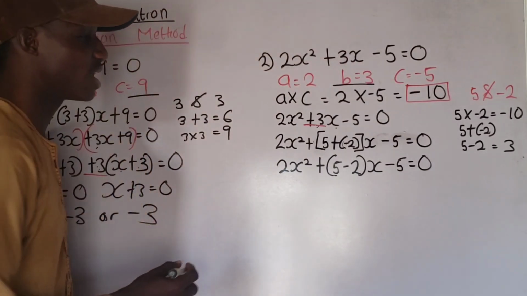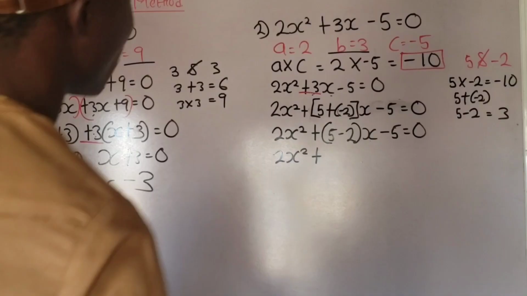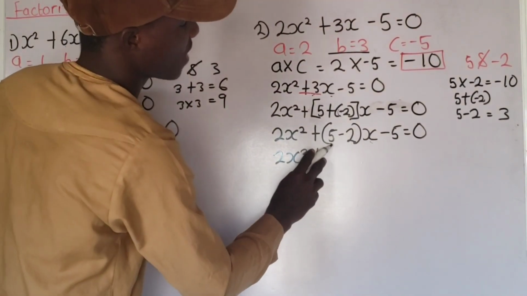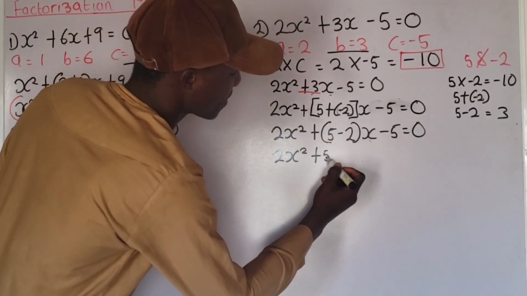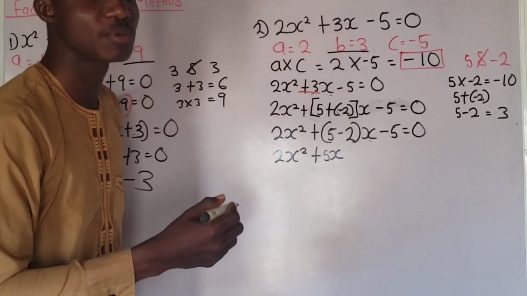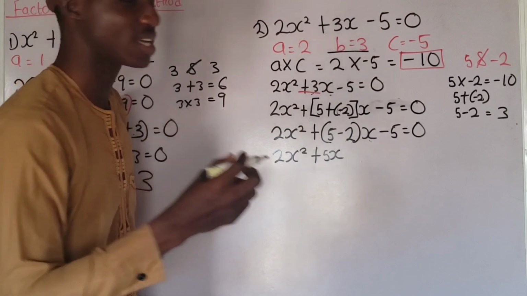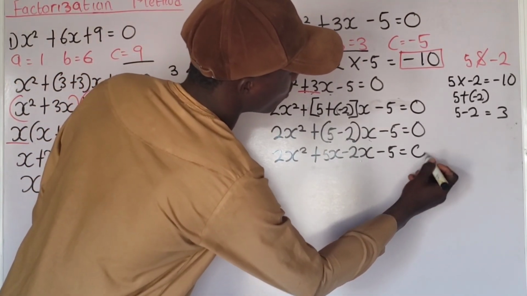You understand? Okay? Here, I'm going to have 2x squared plus, now, this x will multiply 5 and negative 2. You understand? So, 5 multiplied by x is what? 5x. I'm going to have plus 5x. Negative 2 multiplied by x will give me what? Negative 2x. Do you understand? Here, I'm going to have negative 2x, negative 5 equals to 0.